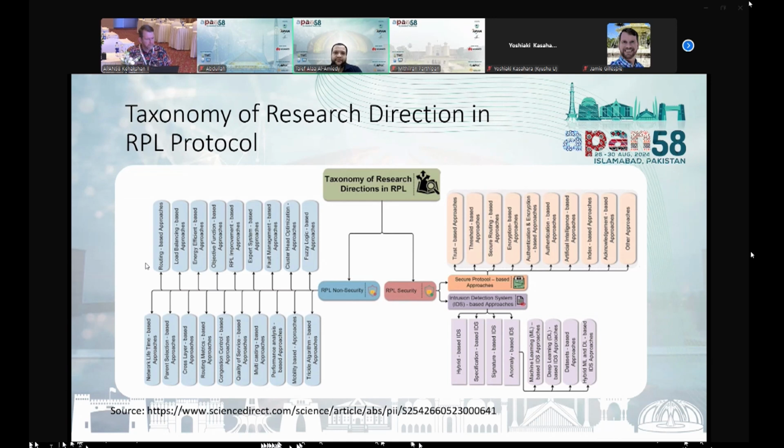I think this slide is very important for researchers who are working in this field. In this research, we're focusing on RPL security and specifically the intrusion detection system. In addition, the intrusion detection system can be classified into subtypes: hybrid-based approach, signature-based approach, and anomaly-based approach. And in this research, we study the anomaly-based approach, which has several types: machine learning, deep learning, and hybrid approaches.